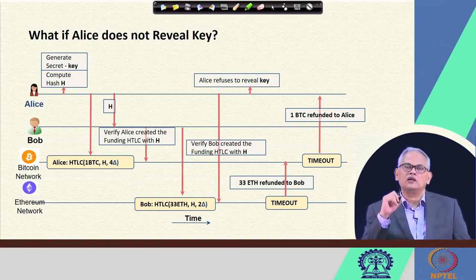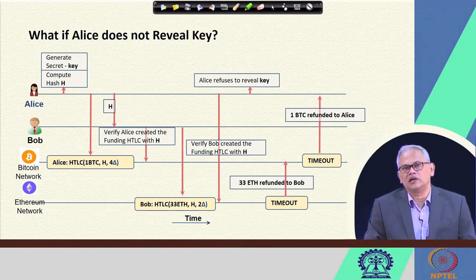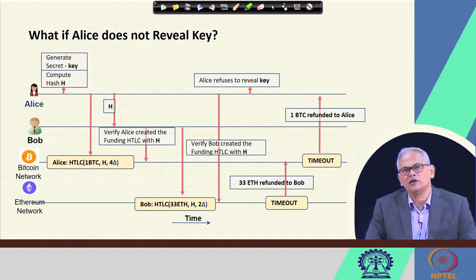So, it is important that this happens, otherwise what could have happened was, if for example, Alice's timeout was earlier than when Bob created the contract. In our example, Alice created the contract at 5 p.m., Bob at 6, and say Alice's timeout is such that it will time out at 7 p.m. So, what can happen is that Alice can wait till 7 p.m. when her contract times out, she gets back her Bitcoin. Now, by revealing the key, she can also get the 33 ethers that Bob has created in his contract for Alice.